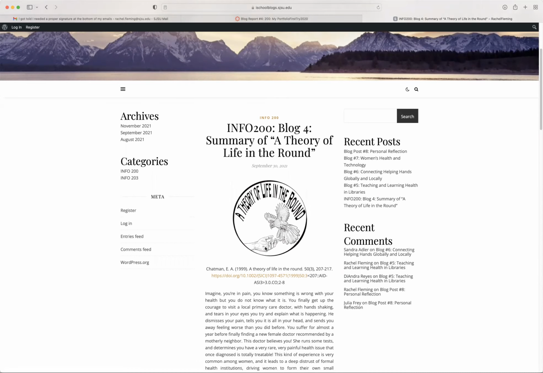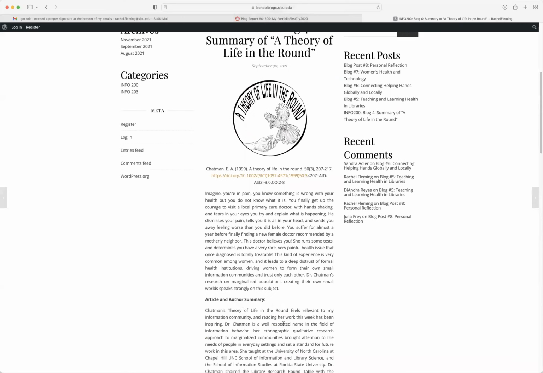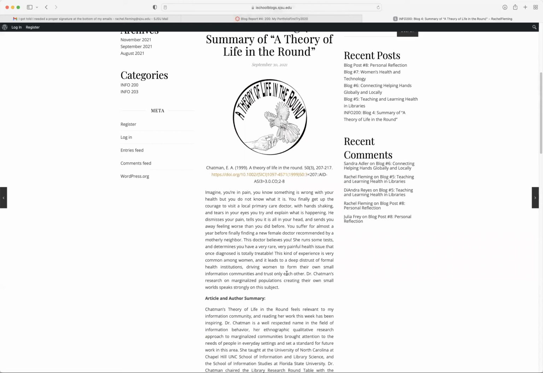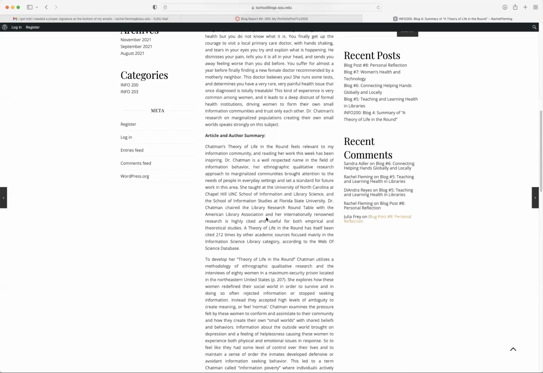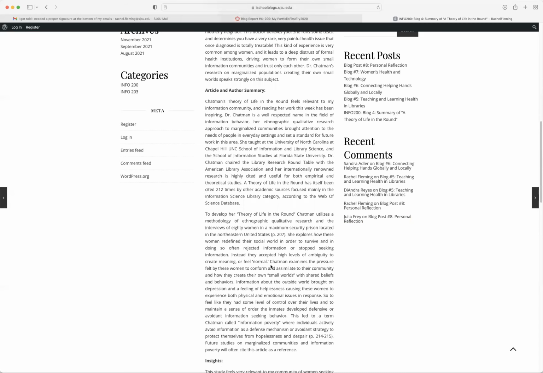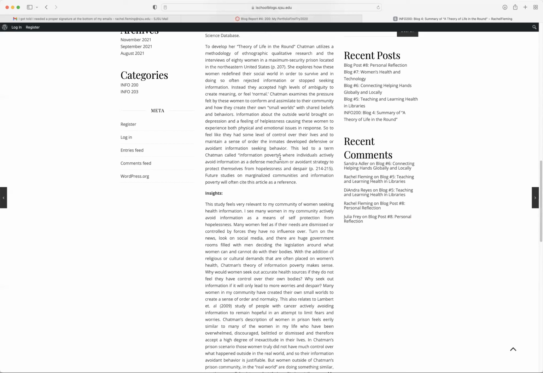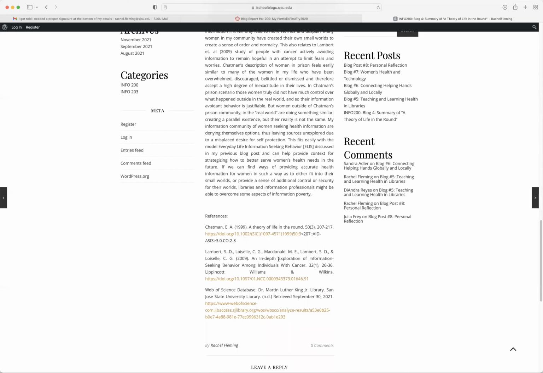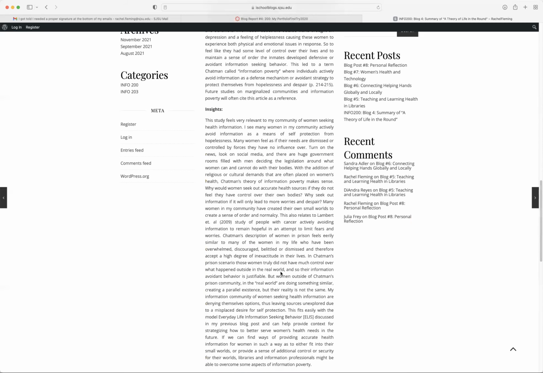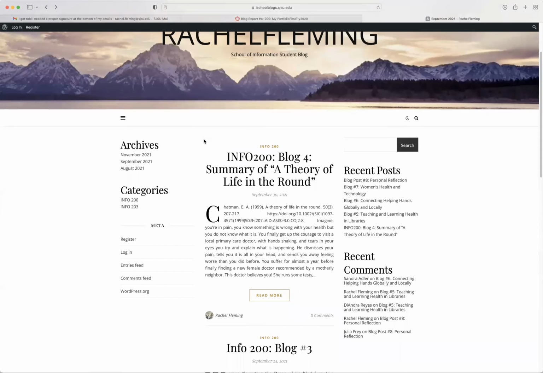And I created this little design for it because I thought that was a fun design and it was a good metaphor. And this time I started off with a story, something that would draw the reader in, based on, imagine if you are this person and this is your problem. And then I go into Chapman's Theory of Life in the Round and then how it ties into the insights in my own research. And yeah, so that was that one. I believe that was all the ones in September that we did.